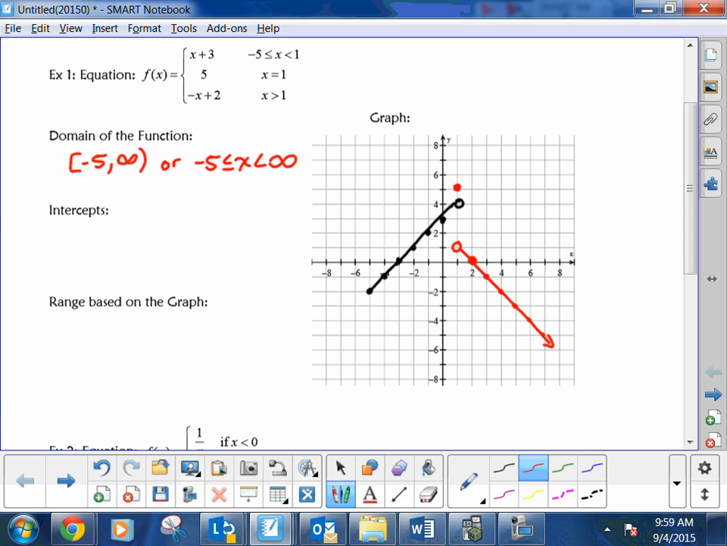Now, go ahead and come up with the intercepts, which are kind of easy to see. Does everybody see the intercepts? They're (-3, 0). The other intercept is (0, 3). And the last one is (2, 0). Now, the range is kind of interesting. Write down what you think the range is, and I'll call somebody randomly.